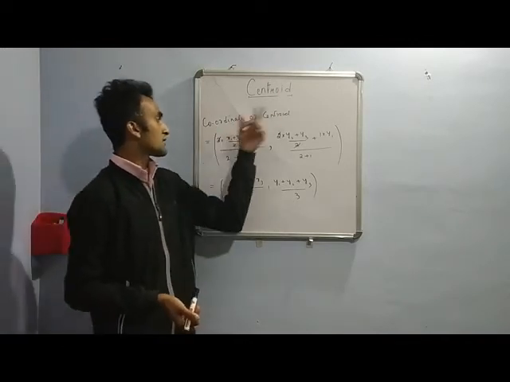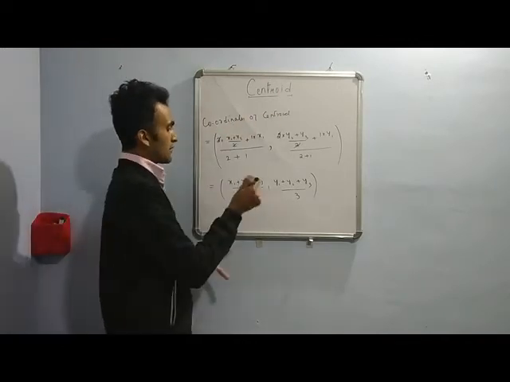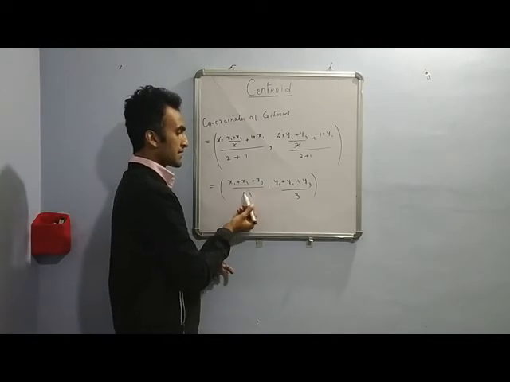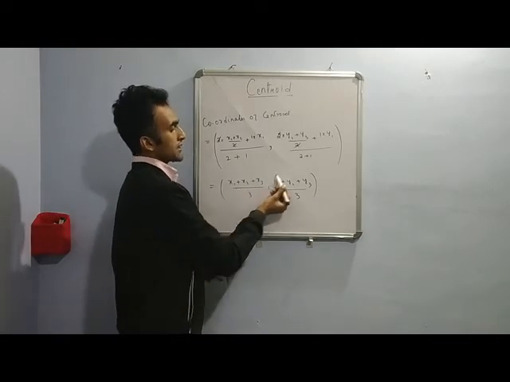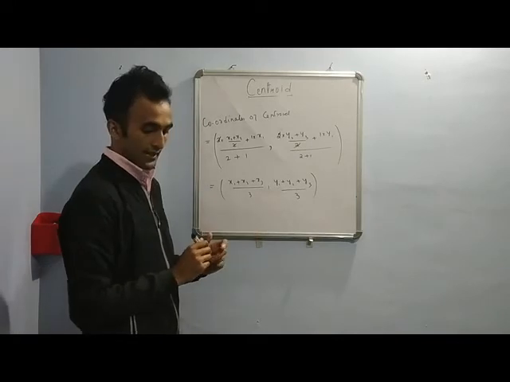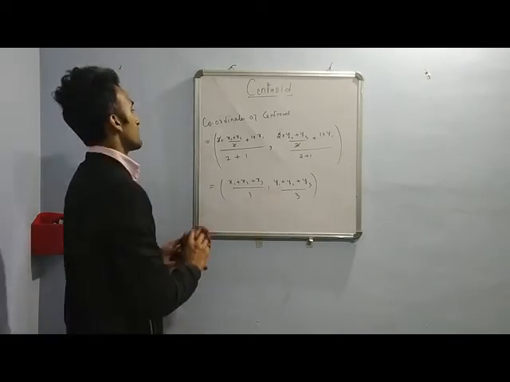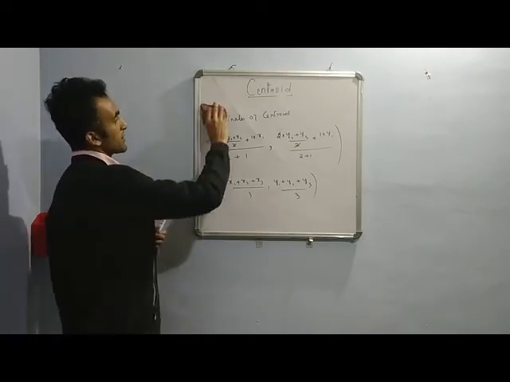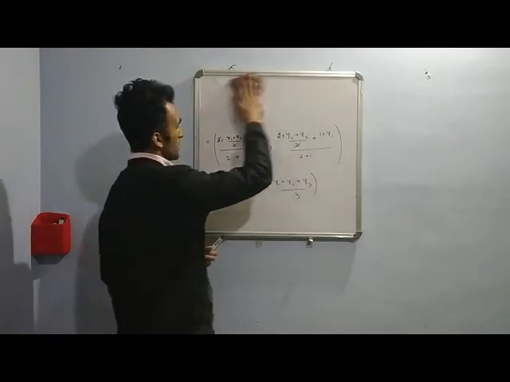Check. The coordinates of the centroid is nothing but the sum of all the x coordinates divided by 3, comma, the sum of all the y coordinates divided by 3. Remember that, the coordinates of the centroid. So you can pause the video.